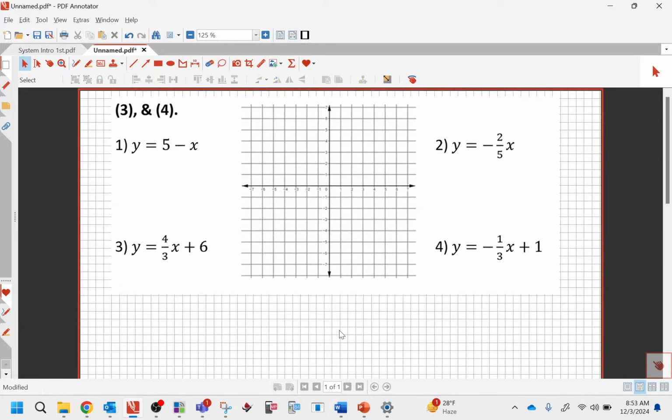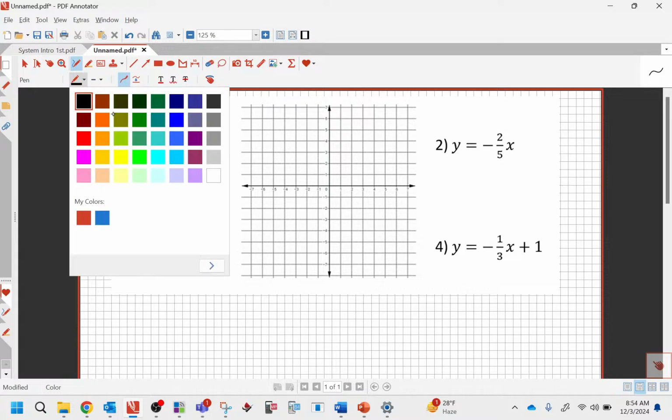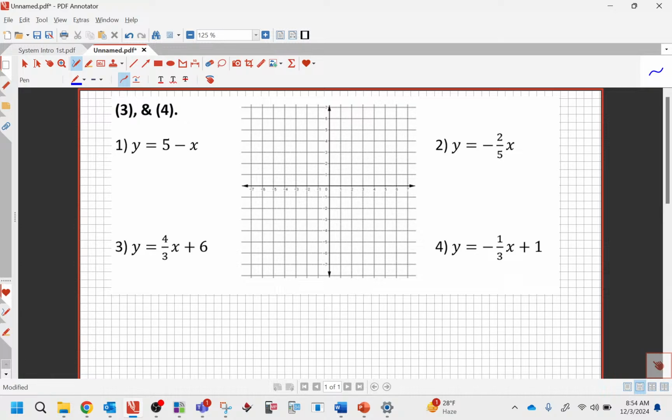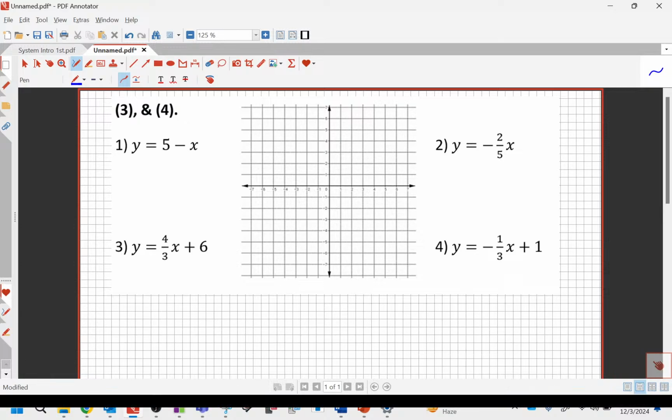So y equals 5 minus x. Let's see if we can get a little bit of help on that one, and that is going to come from Abby. What's your favorite color? Blue. Awesome. Abby, what is the y-intercept on number 1?